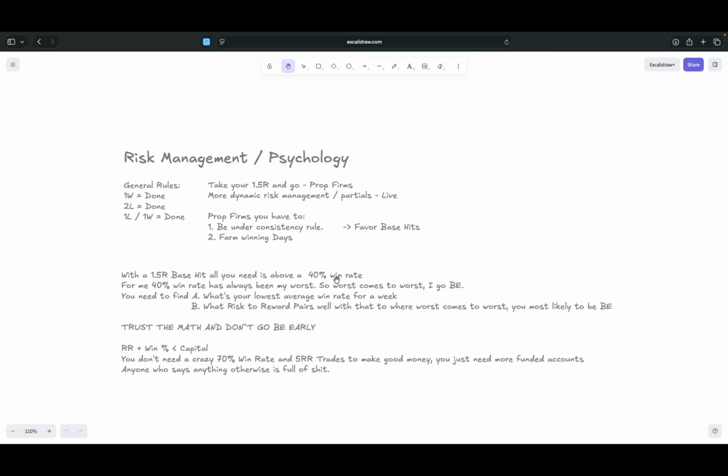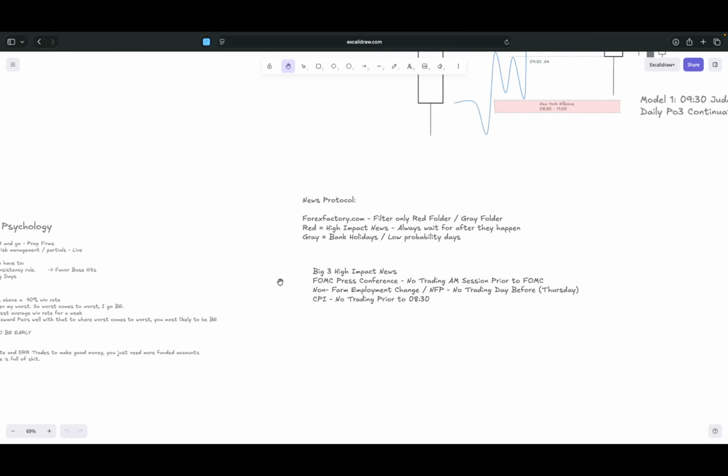And one thing I want to add is risk to reward and win percentage are not as good as capital. It's a lot easier for you to get more capital than for you to improve your trading tenfold. It's a lot easier to get 50K accounts with Apex or something than to change your entire strategy, which may not be beneficial to a 70% win rate and 5 risk to reward trades, which is definitely not possible. If anyone's saying that they're averaging a 5 RR with a 70% win rate, they're most likely lying, okay? That just should not be possible. So you just need more funded accounts, and yeah, that's basically it.